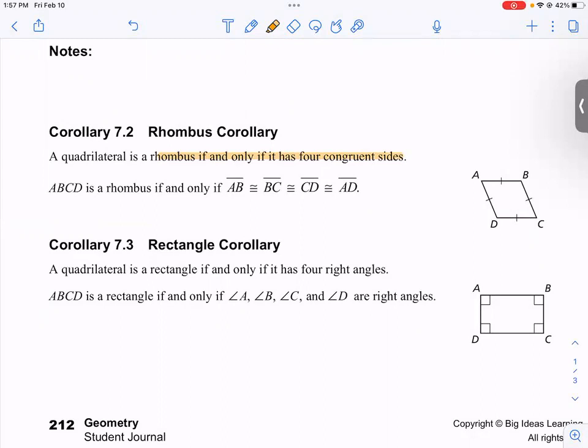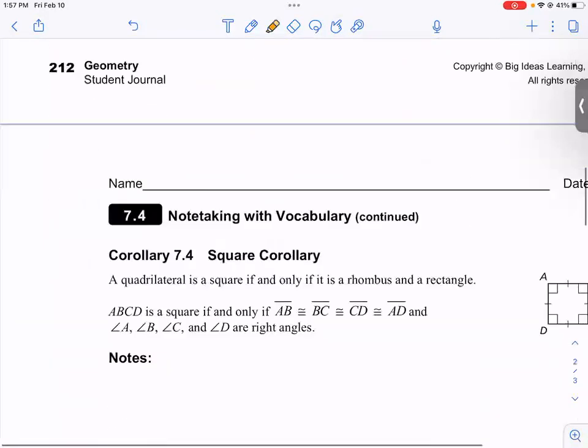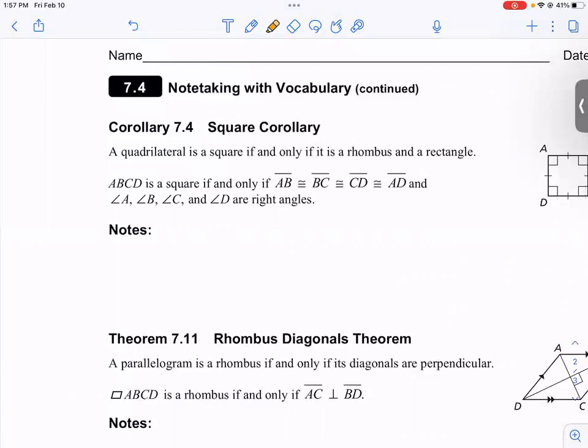Okay. A quadrilateral is a rectangle if and only if it has four right angles. So if it has four right angles, we know it's a rectangle. If it's a rectangle, we know it has four right angles. This is so amazing, right? Okay. Next page. A quadrilateral is a square if and only if it is a rhombus and a rectangle.